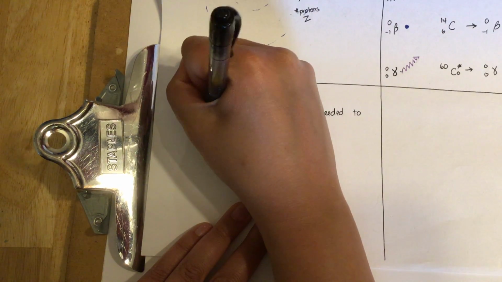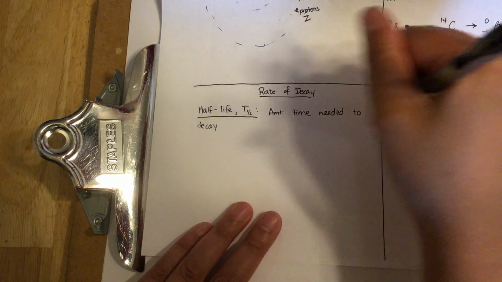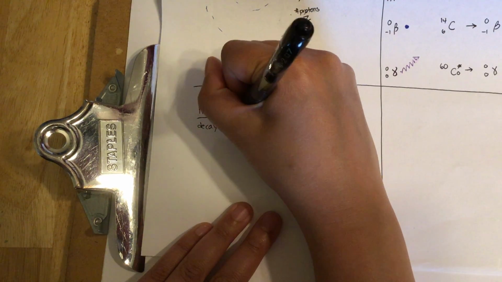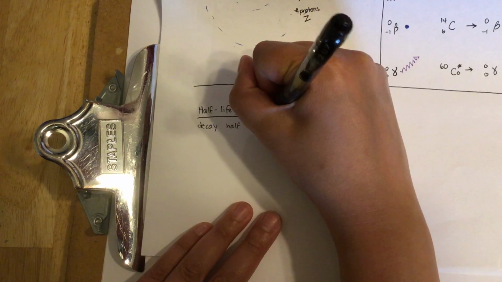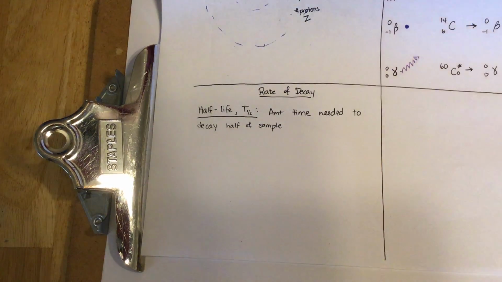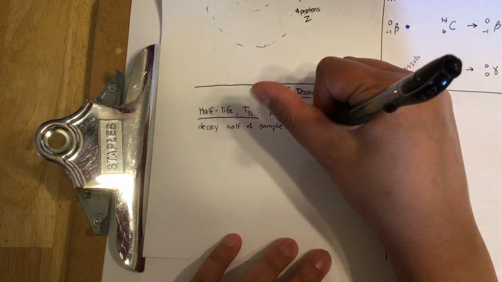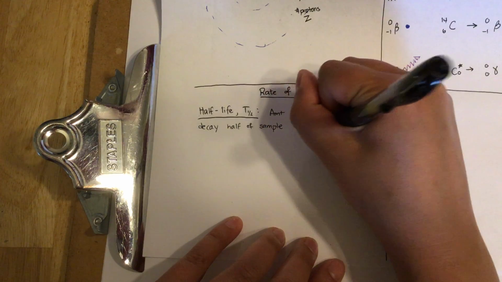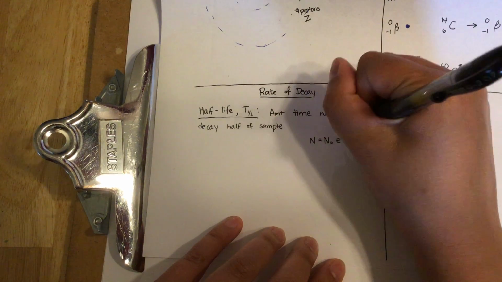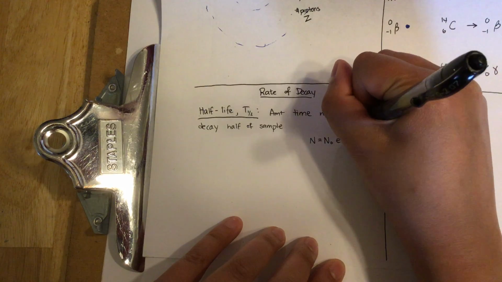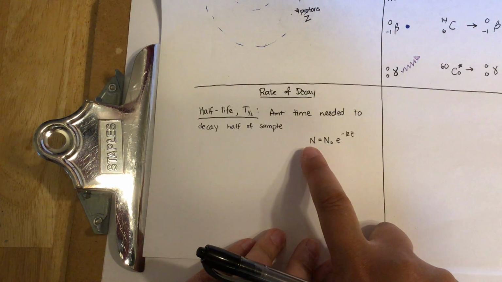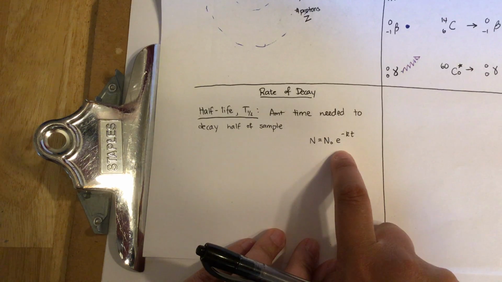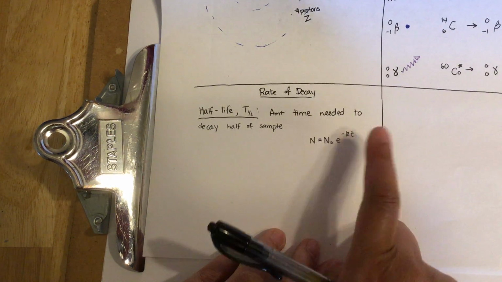So if I started with 1,000 particles, the amount of time needed to decay half of a sample. If I started with 1,000 particles, how much time until 500 would be left? And how we could use half-life is we could use the related rates equation. And for my people that are in Algebra 2A, if you were using this guy in class, where the amount of sample at the end is equal to your original times a decaying exponential, you could totally do that.